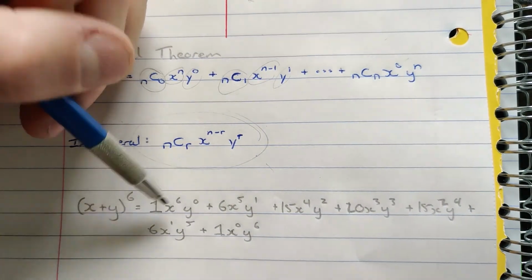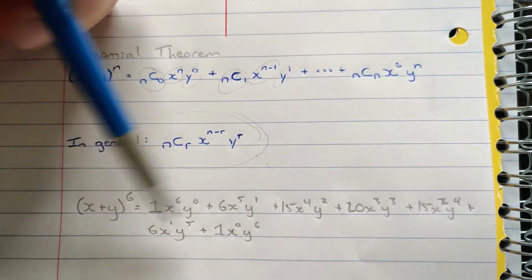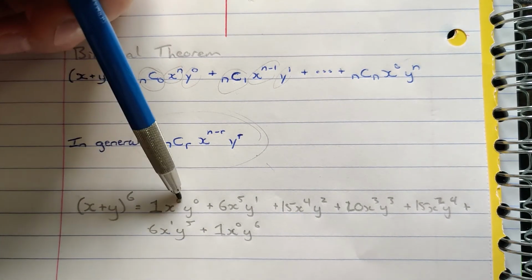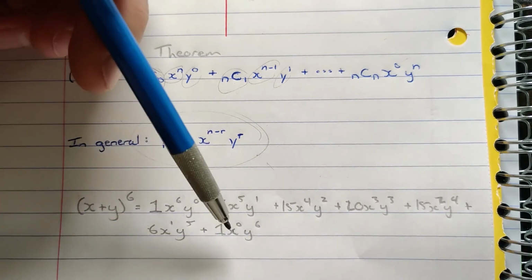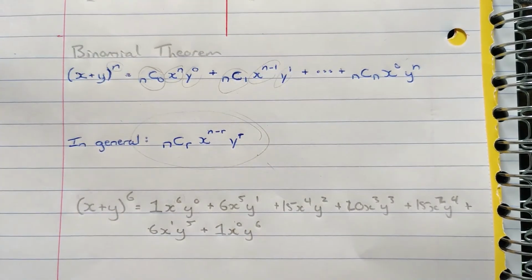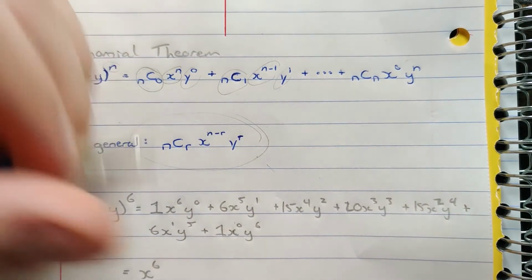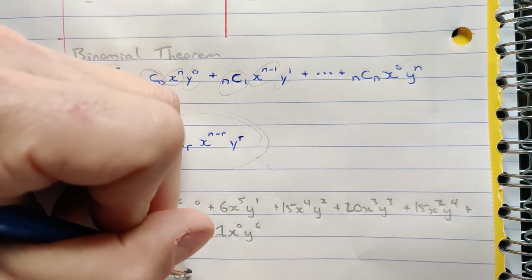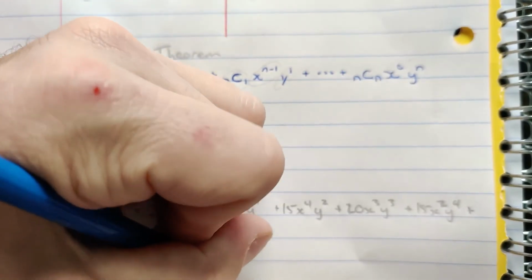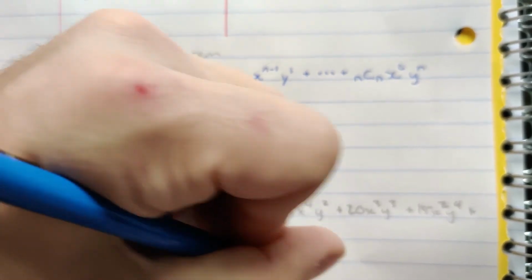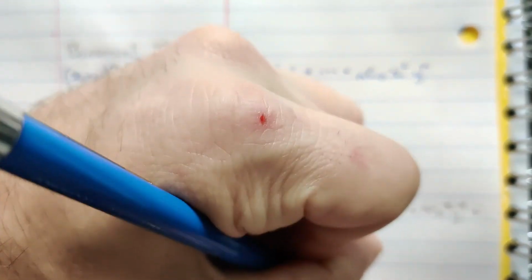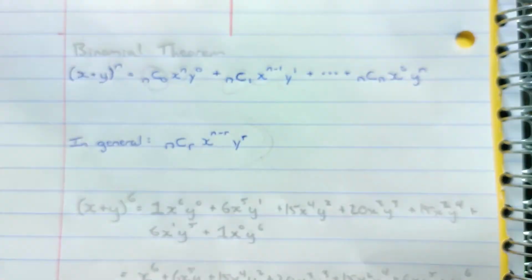So you see the coefficients, 1, 6, 15, 20, 15, 6, 1. The x exponent went 6, 5, 4, 3, 2, 1, 0. And the y went 0, 1, 2, 3, 4, 5, 6. And this would actually simplify down to just x to the 6 plus 6x to the 5y plus 15x to the 4y to the 2 plus 20x to the 3, y to the 3, plus 15x squared, y to the 4, plus 6x, y to the 5, plus y to the 6.